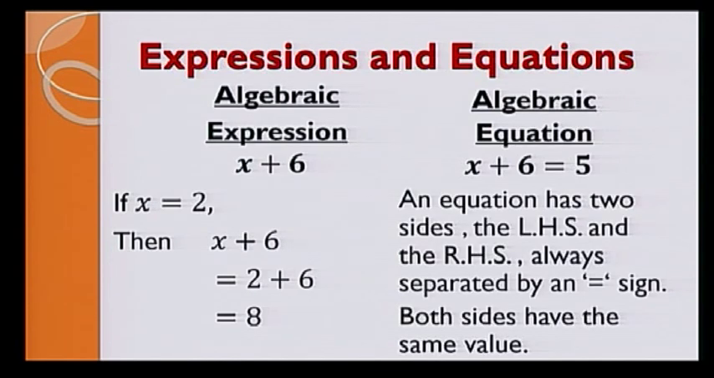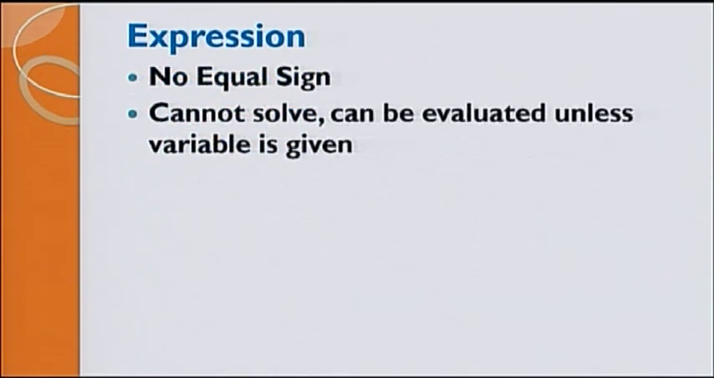An equation has two sides, the left-hand side and the right-hand side, and they are always separated by an equal to sign. Both sides have the same value. Now this depicts the differences between expressions and equations. Also, what do they have in common?